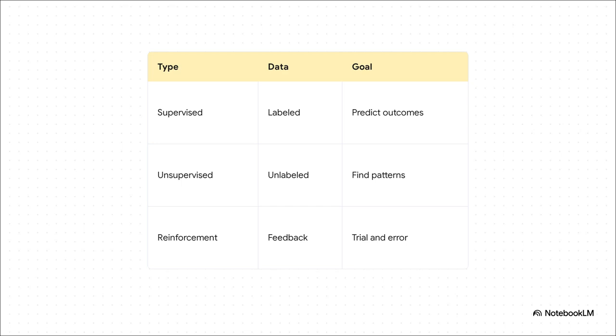Then there's unsupervised learning. This uses unlabeled data, forcing the AI to discover hidden patterns entirely on its own, like grouping similar customers together based on shopping habits. And finally, reinforcement learning. This is driven by trial, error, and rewards, honestly much like training a dog with treats, where it learns by interacting with an environment.